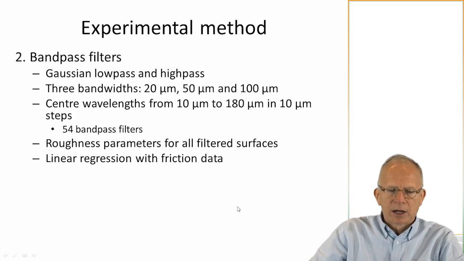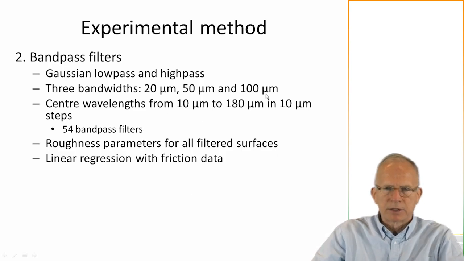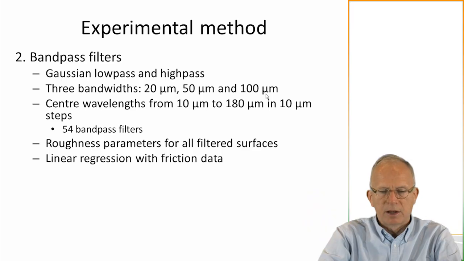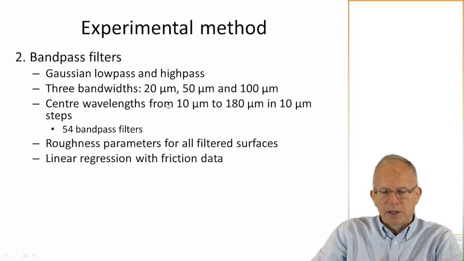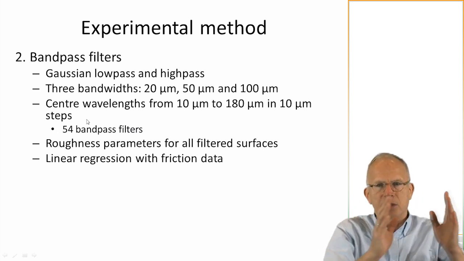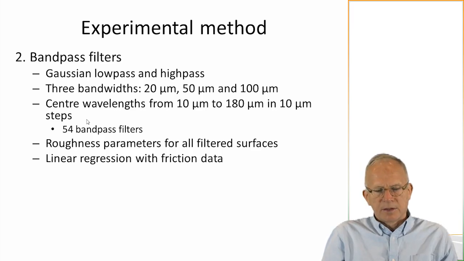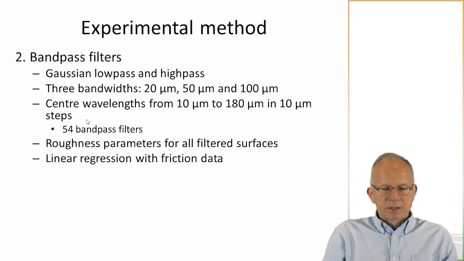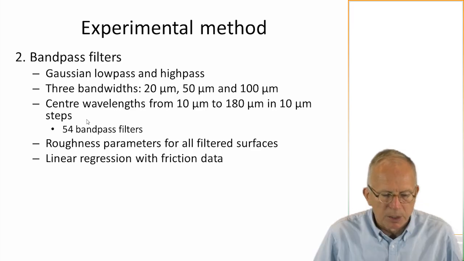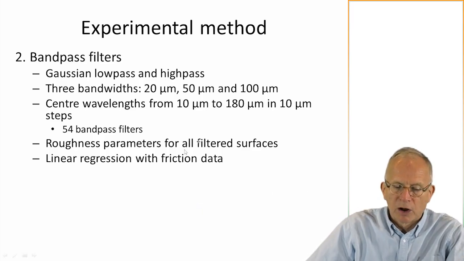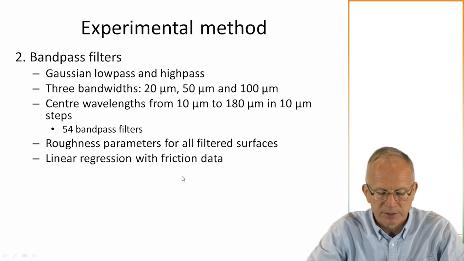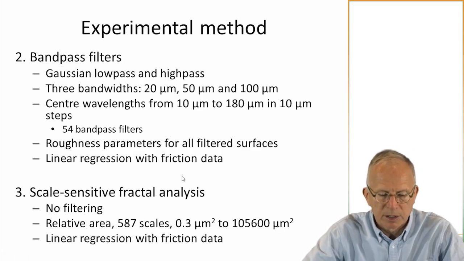So using a high and a low pass, you can define different bandwidths depending upon how far apart they are in the frequency or wavelength space. So these are spatial wavelengths that we're describing, and it would be the inverse of the spatial frequency. And so we use different bandpass filters stepping along in the spatial wavelength space, inverse frequency space. And then we calculate the roughness parameters for all these different filters and then do the linear regression. So there's a lot of calculations, but it's very interesting what comes up.